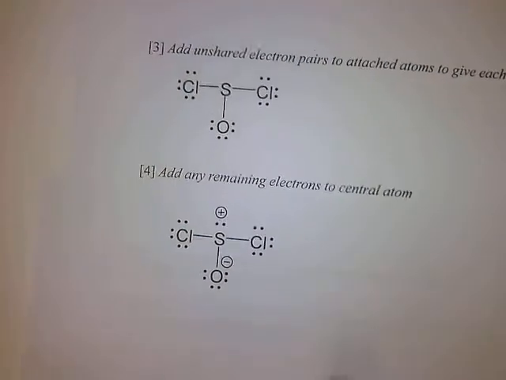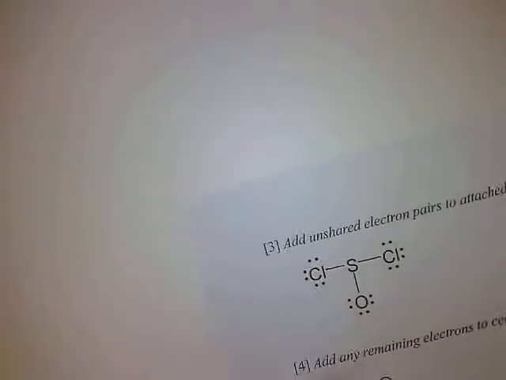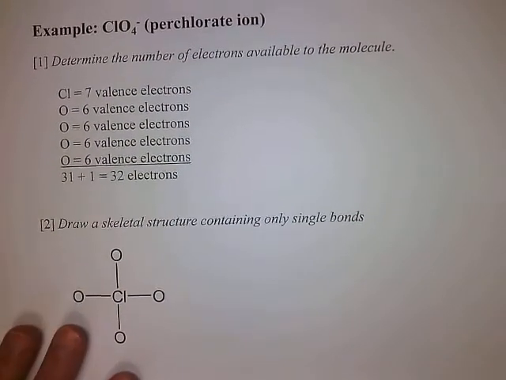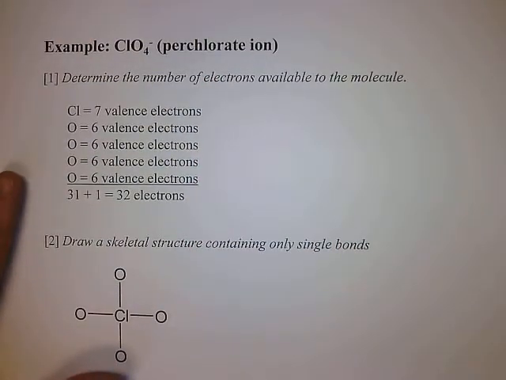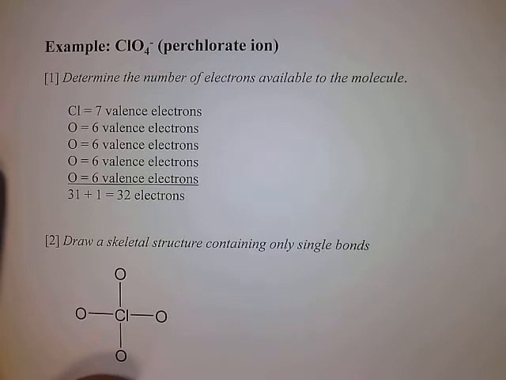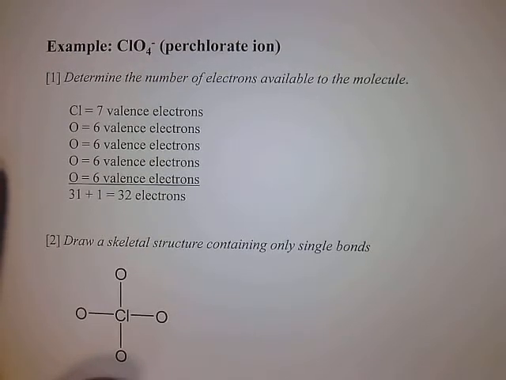All right. So let's look at one more example. Okay, let's do another example. Let's talk about perchlorate ion, ClO4-. Let's follow this procedure all the way through for perchlorate.